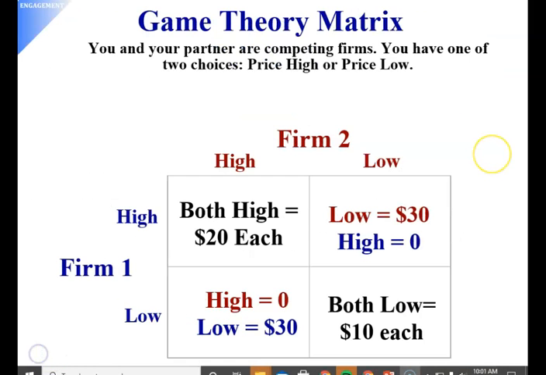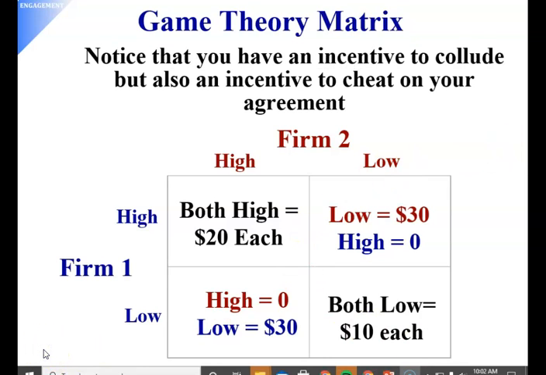Imagine that you're competing against another firm. You have two choices, to price high or to price low. Based on this matrix, what do you think you would do? Notice that you have an incentive to collude, but there's also an incentive to cheat on your agreement.